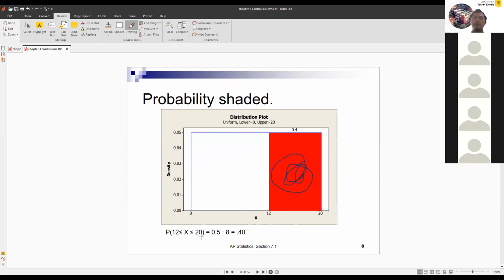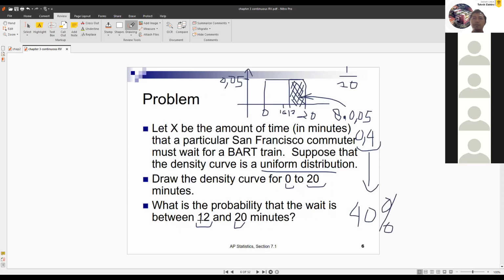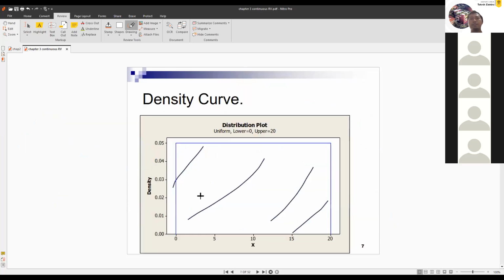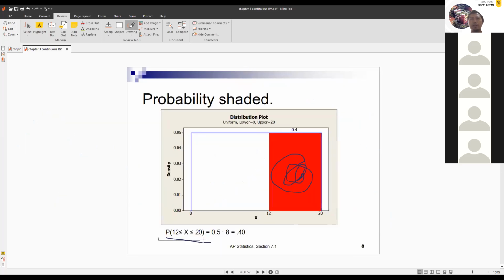Maybe for the mathematical expression, you should notice here that the probability between 12 until 20, mathematically we can express like this: the probability of 12 less than X less than 20. This is the random variable that falls in the range between 12 and 20. Mathematically, we can write it like this.